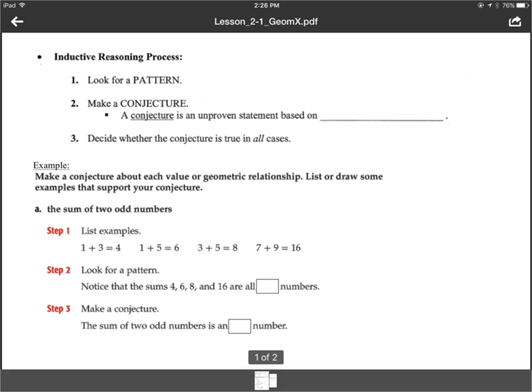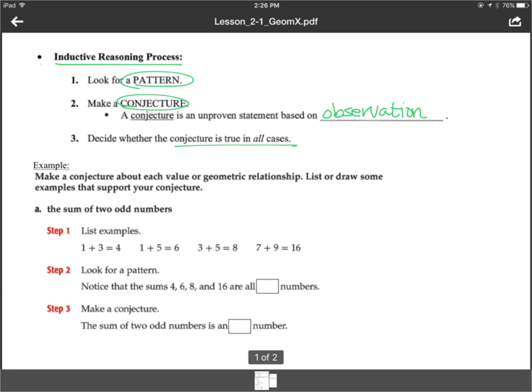All right, so again, to recap, inductive reasoning means look for a pattern and then make a conjecture, which is an unproven statement based on your observations. And then you try to test the conjecture to see if it's true all the time. So does what you think the pattern is work for every stage going forward?